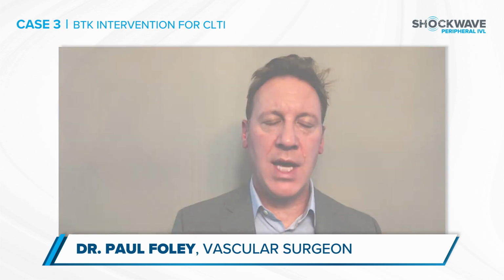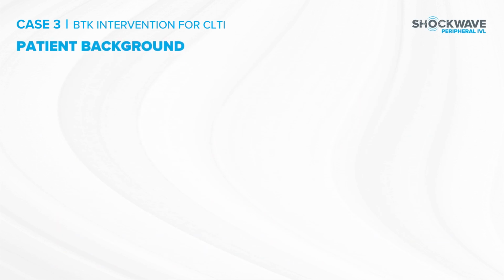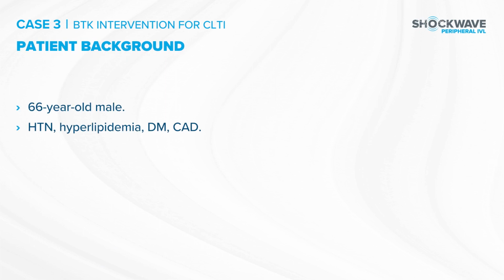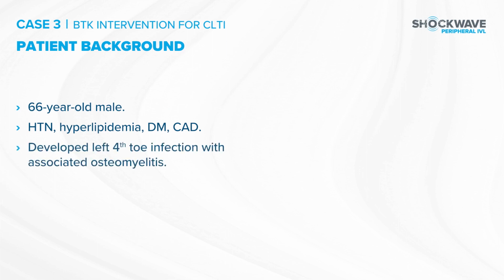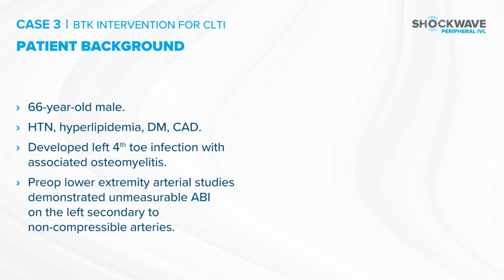So this is a patient who came in with typical arterial disease risk factors of hypertension, hyperlipidemia, diabetes, and coronary artery disease. The patient had critical limb-threatening ischemia, which was manifested by a left fourth toe infection with underlying osteomyelitis. Preoperative vascular studies were abnormal, demonstrating an unmeasurable ABI consistent with heavily calcified arteries and non-compressibility, and a reduced TBI as well, as you can see here.